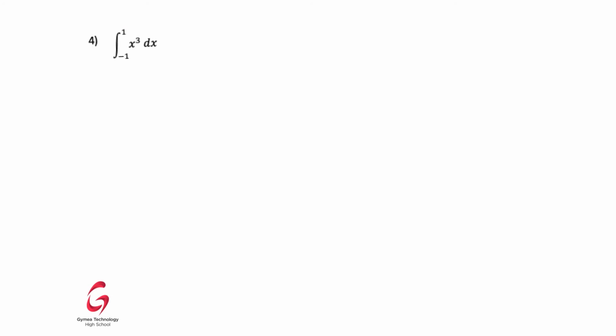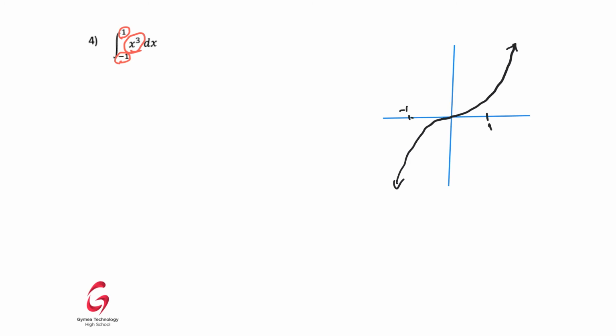Okay, question 4, we're asked to again integrate. We've got our function and we've got those two values we're going to be looking between. Let's draw our curve. Okay, basic cubic function, positive direction, and we're going between 1 and negative 1. Okay, so what we're really asked to do is to find the area under here and the area under here.